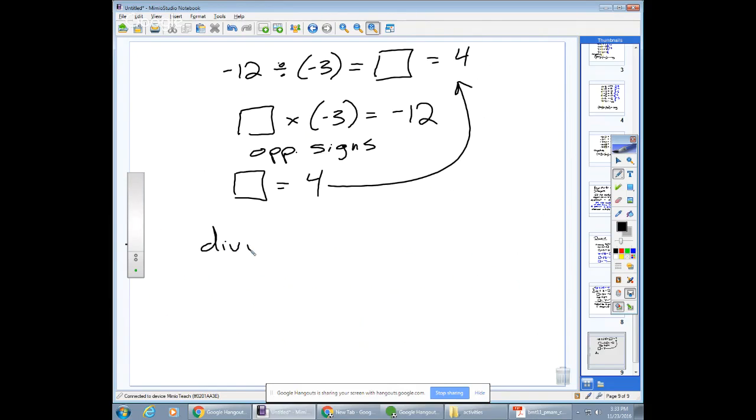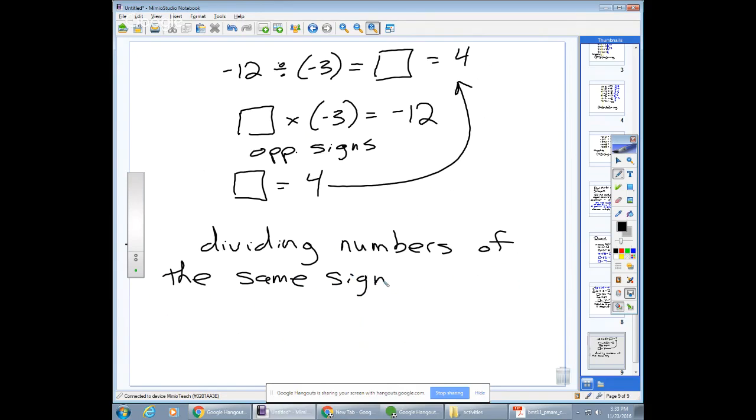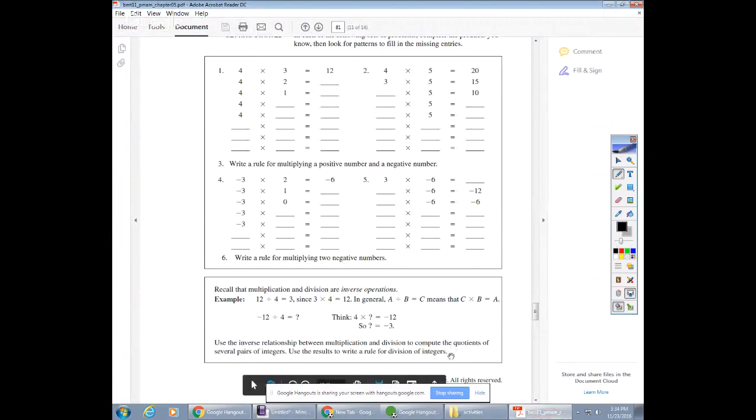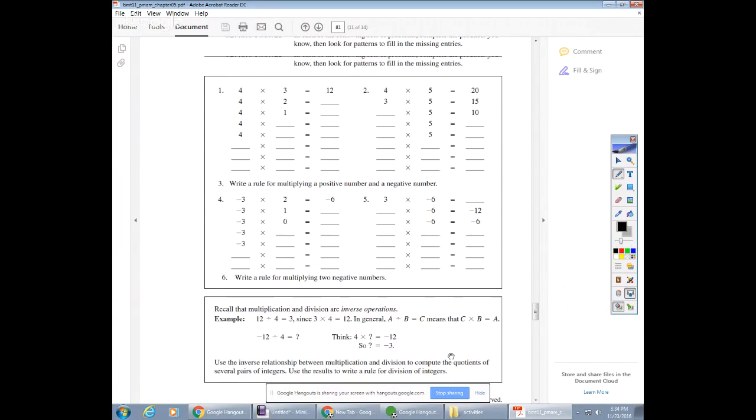So dividing numbers of the same sign leads to a positive quotient. And I think that's about it for that activity. So we've got a rule for division, and really all we need is the rule to determine the sign, because otherwise it's like working with whole numbers. So we've got that nailed down.